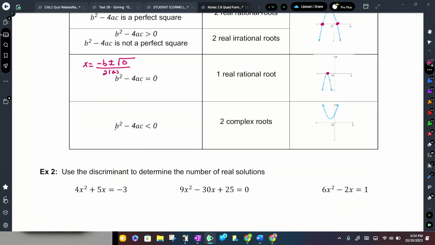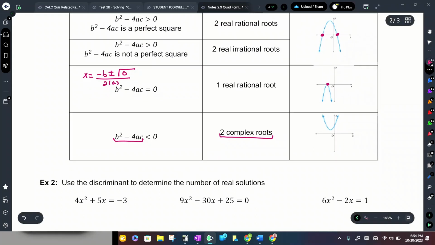And then finally, if our discriminant is less than 0, we have two complex roots, and that means that we don't cross the x-axis at all. And we saw that with some of our inequalities and things that we were working with earlier.